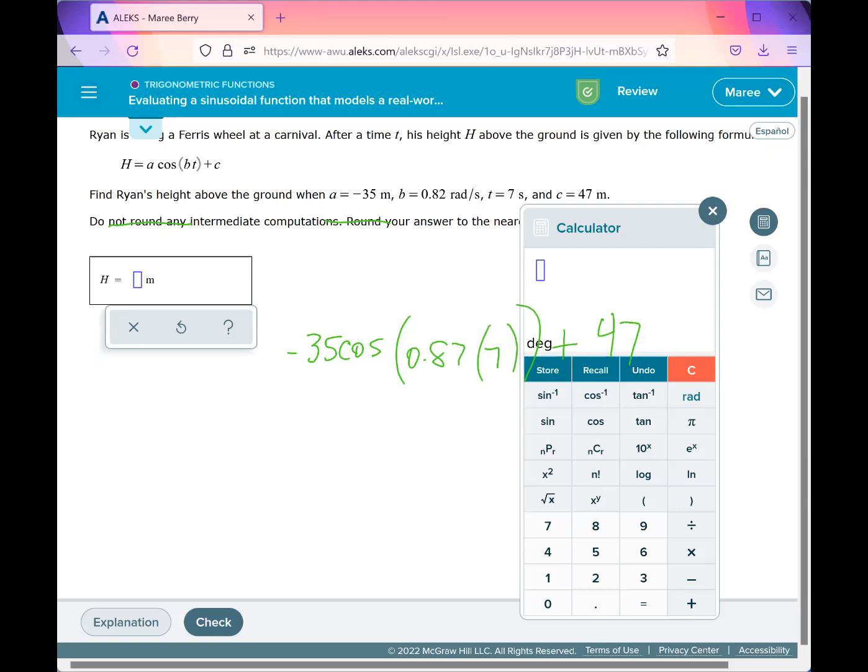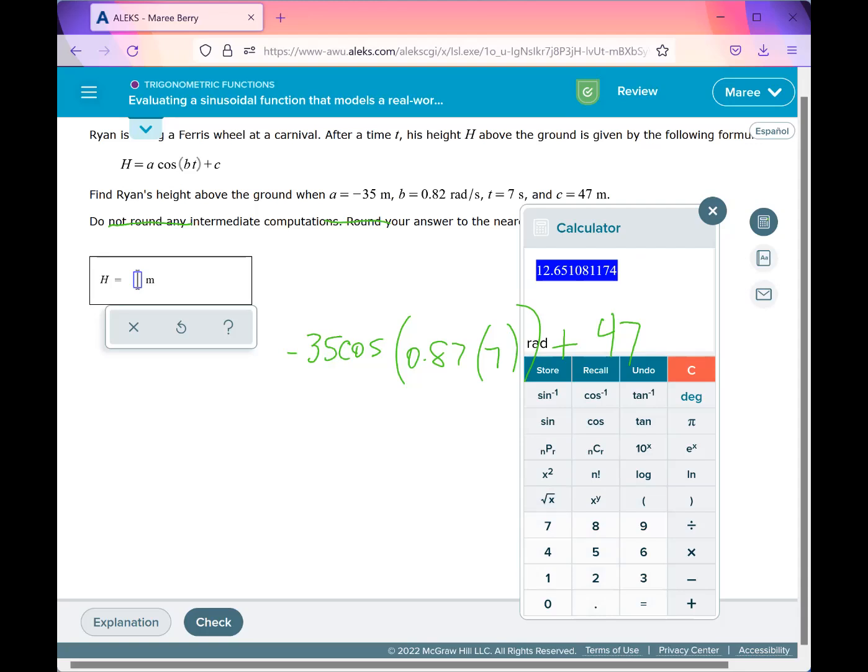here in Alex. So we'll type in -35 times the cosine of 0.87 times 7. We'll go outside and we'll type in plus 47. We'll make sure we're in radians. We have to click this little radians button at the top, put our equal sign, and we have 12.65.